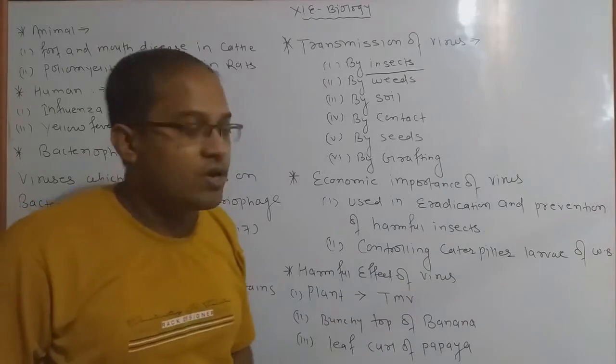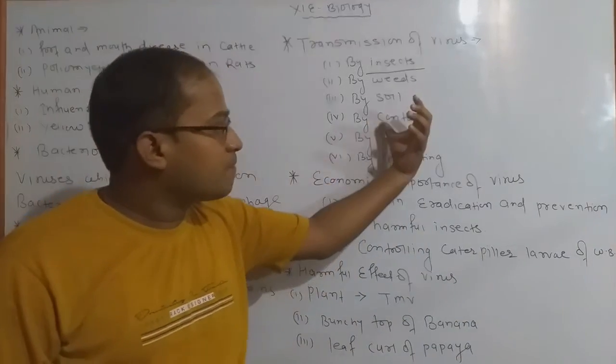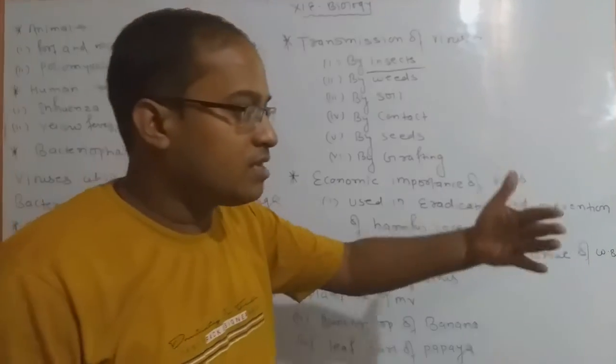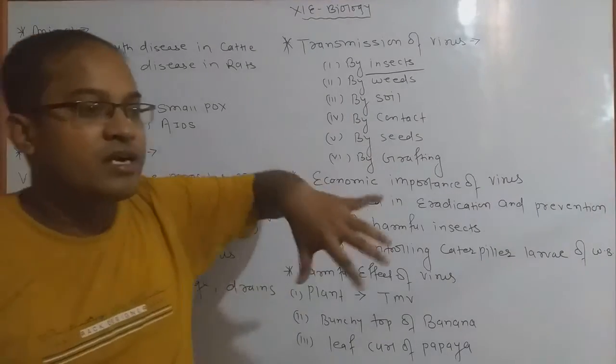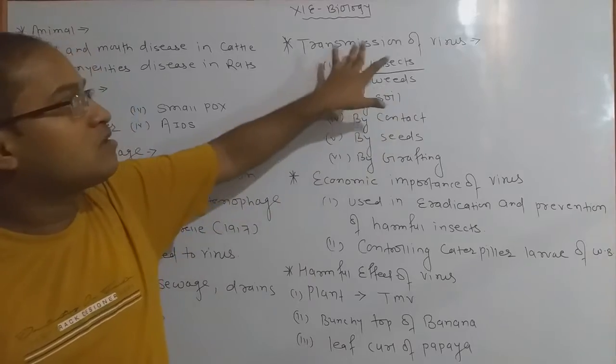Fourth point is by contact mode. Contact mode means if an infected plant is rubbing against a healthy plant, then particles of the virus are transferred to the other healthy plant, so that is also a causative agent of transmission of virus.